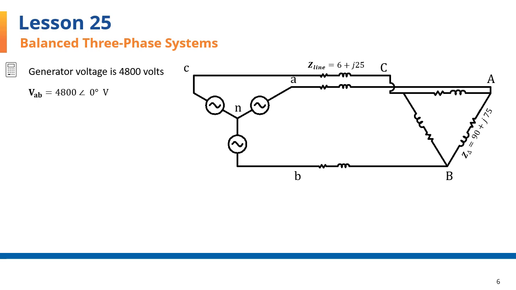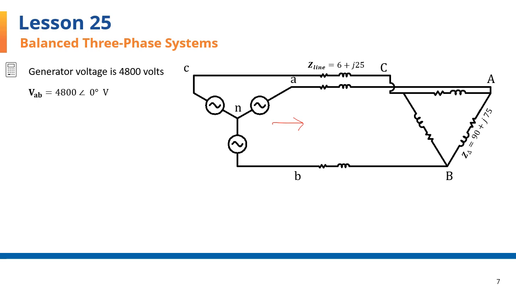We are asked to find line currents IA, IB, and IC, load phase currents IAB, IBC, and ICA, percent voltage drop at the load as compared to voltage at the source, real and reactive power delivered to the three-phase load, real and reactive power lost in the three lines, real and reactive power generated by the source, real power efficiency of the lines, and power factor of the combined line and load.